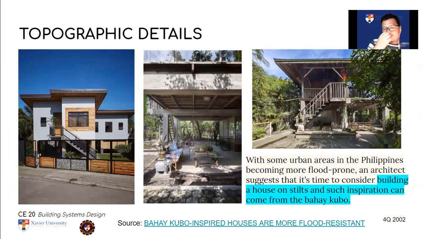Topographic details may also come as an advantage for you, as we know from the previous lessons that we want to design contemporary, modern, or tropical architectural styles. This includes the following designs. These concepts are actually reminiscent of the Bahay Kubo concept. And this concept is that houses are built on stilts.